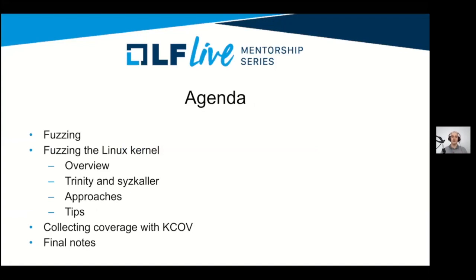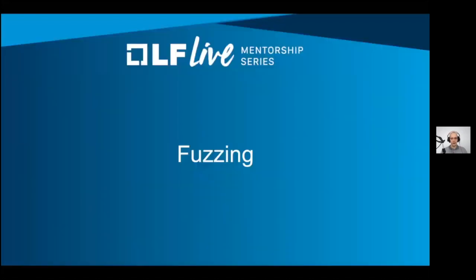Today, we're going to start first with fuzzing theory in general. What is fuzzing, how does it work, what is coverage guided fuzzing, and so on. Then we'll try to apply that theory to the Linux kernel. After that, I'm going to describe 2 of the most famous fuzzers of the last few years, Trinity and syzkaller. Then I'm going to describe particular approaches that you can use for fuzzing. And at the end, if we have time, I'm going to go deeper into coverage collection for the Linux kernel with KCOV.